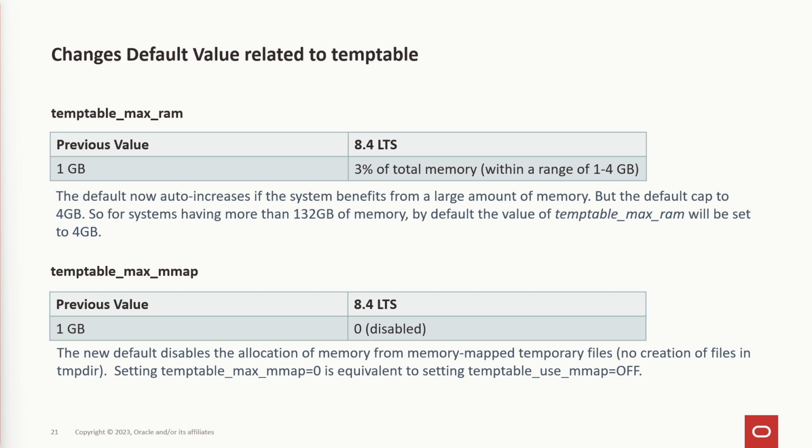The other one is related to the upper variable and temp table max mmap. The previous value is 1 GB, but now it is 0. This means we adopted this value in 8.4. In the previous version, temp table use mmap variable is the same. So 0 means temp table use mmap equals off in 8.0.